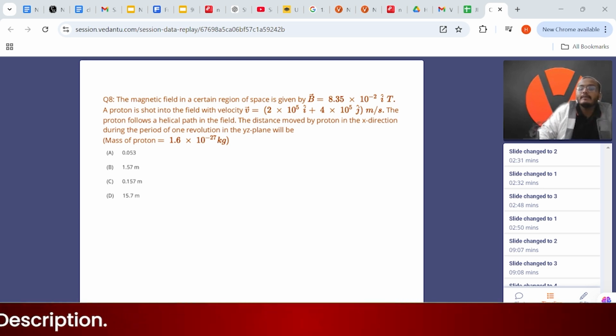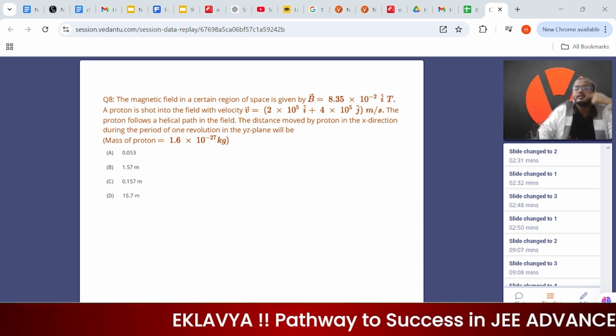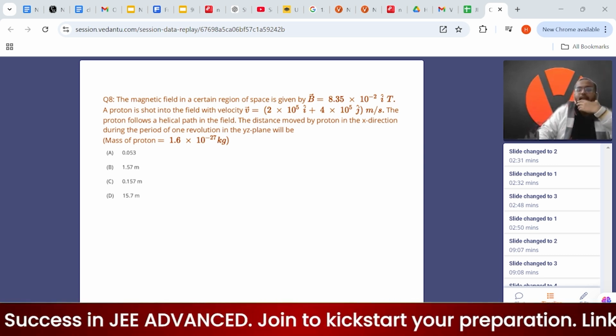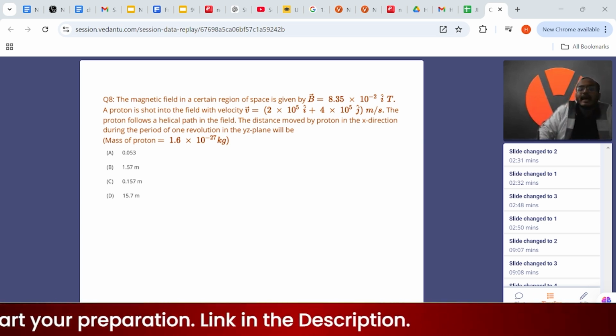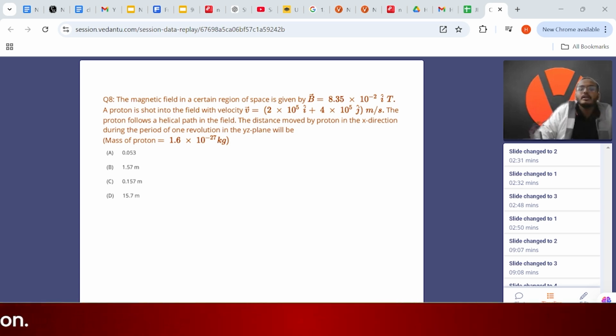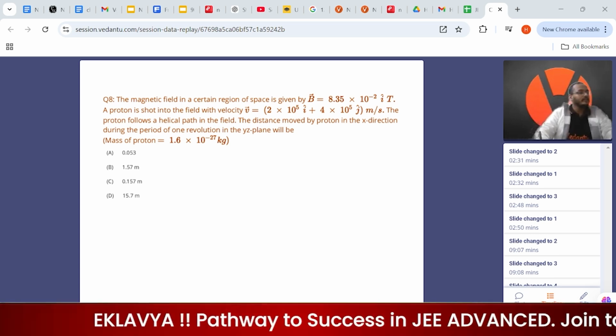Okay, helical path means it is shot at some angle, obviously. If it would be perpendicular, then it would be circular. If it is parallel, then no deflection. But since it is following a helical path, the distance moved by the proton in the x direction during the period of one revolution in the YZ plane will be? Okay, so the magnetic field is given, V is given.